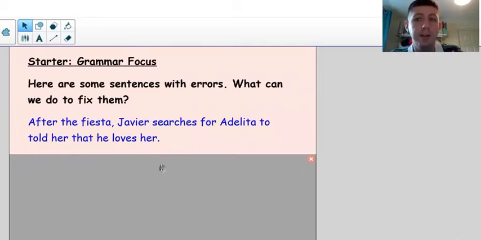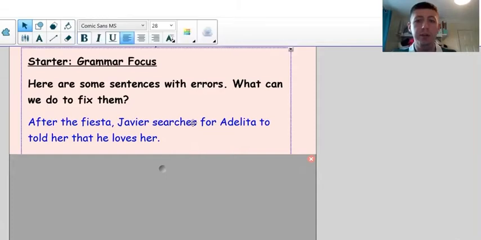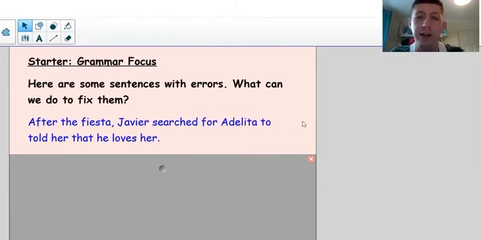Now, you might be able to see that this sentence has got a complete mixture of tenses there. It's all mixed up in the past and the present. If we're telling a story about something that's already happened, it needs to be written in the past tense. So I think there's two verbs there that we'd need to fix. After the fiesta, Javier searches for Adelita. Does that make sense? If it's something he's already done, then it wouldn't be searches, it would be searched. So we're going to change the S to a D to make it searched for Adelita.